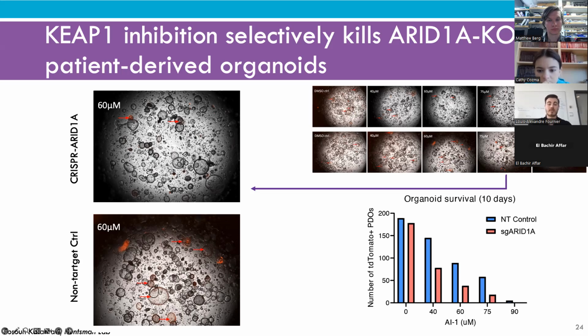I've blown up this 75 micromolar concentration for you to see a little bit better. You can follow with the red arrows these tdTomato organoids that are much smaller and much darker in the ARID1A CRISPR fraction compared to the non-targeting control. This suggests that they experience growth defects, and the dark color suggests that they're perhaps undergoing necrosis. So overall, this suggested that our KEAP1 ARID1A dependency was not restricted to our cell line models, and maybe it has more significant clinical potential that we are exploring at the moment.